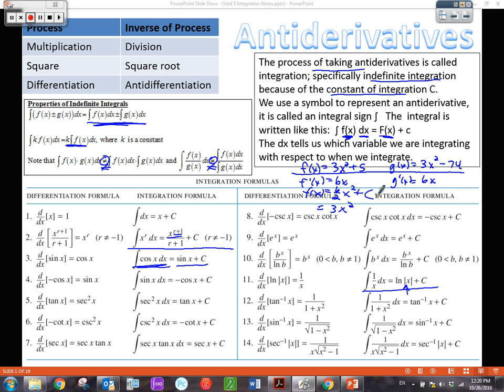If I didn't put the plus C, how would I know what this was? How do we know what this was? So I'm hoping with that you can see why we have to put a plus C. Now, I will tell you, I give a point for the C's.